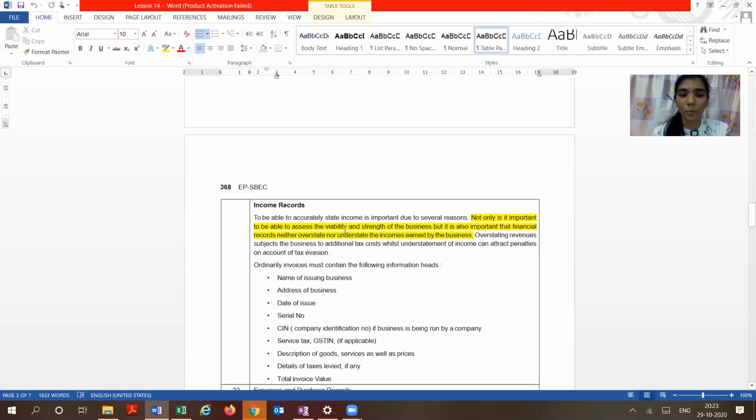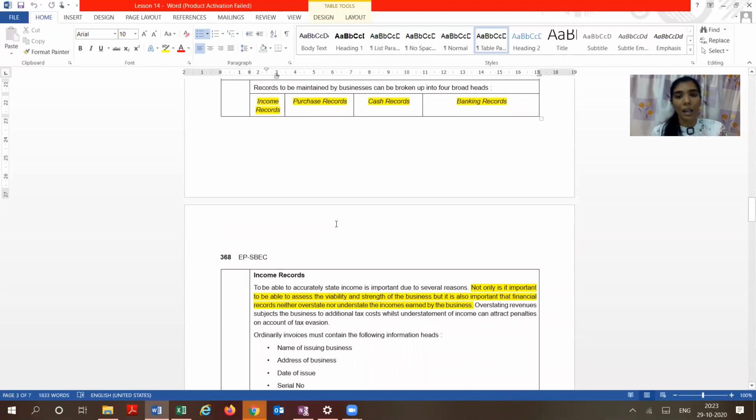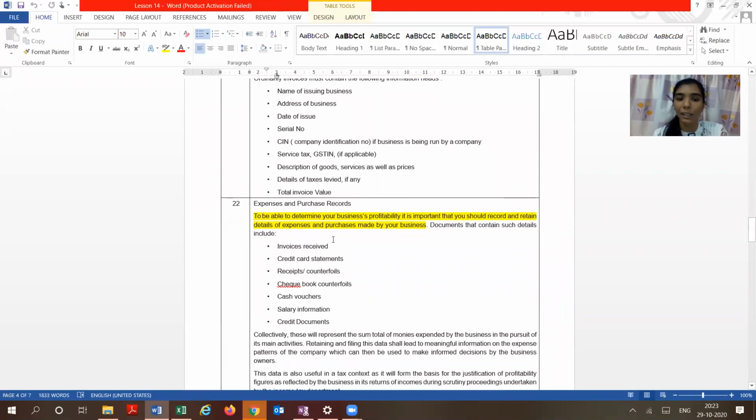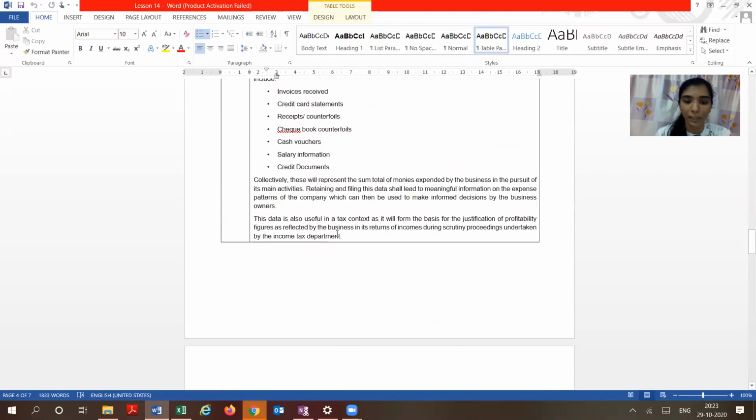Why is it necessary to maintain an income book? So that you come to know exactly how much you have earned. If there is income, there will be expenses also. You need to know what the profit of the company is, right? So there is also an expense book. In that you will maintain whatever purchases and expenses are made by the company, right?